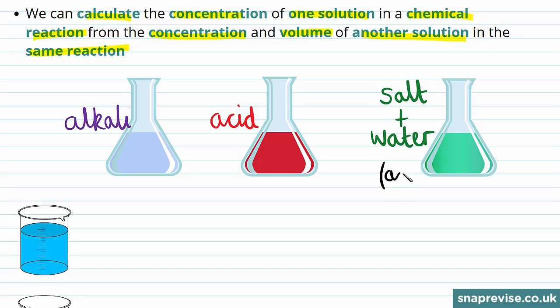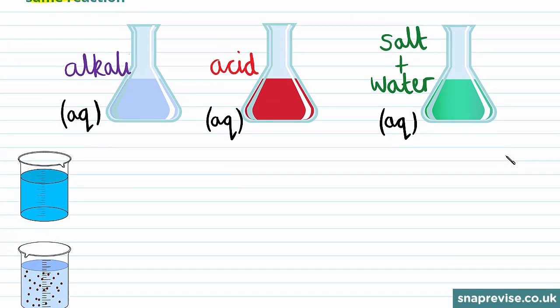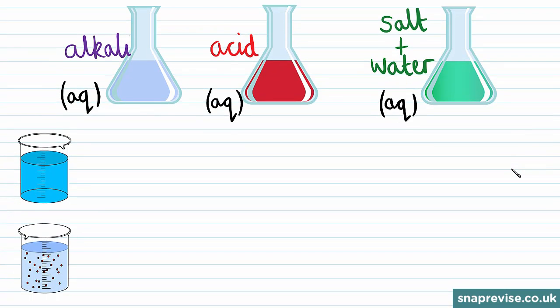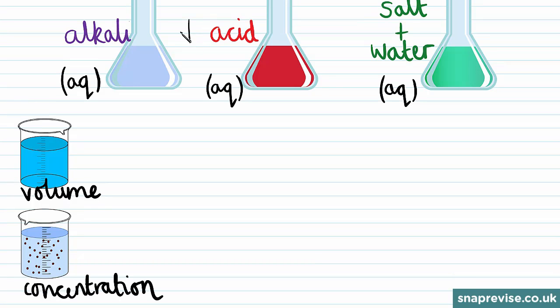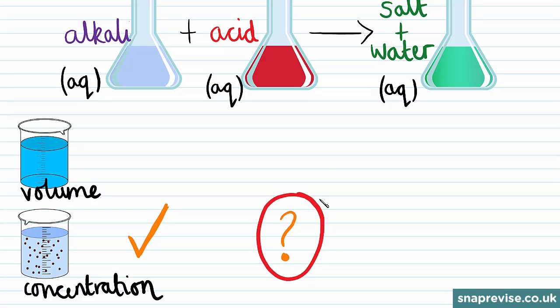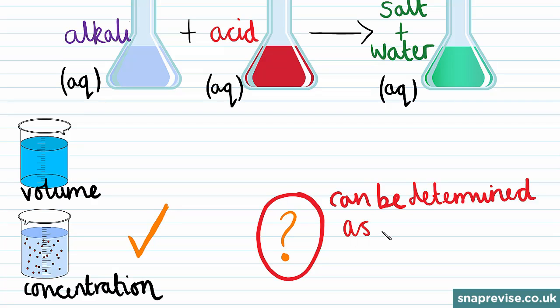The salt solution, the acid and the alkali will all be aqueous, a solution in which the solvent is water. We can therefore identify a concentration for each of these substances, and as well as a concentration, a volume. We know that in this reaction, an acid and alkali will react together to give salt and water. If we have an alkali of known concentration, but an acid of unknown concentration, this unknown concentration of acid can be determined as long as we know the volume of acid and alkali that react together completely.